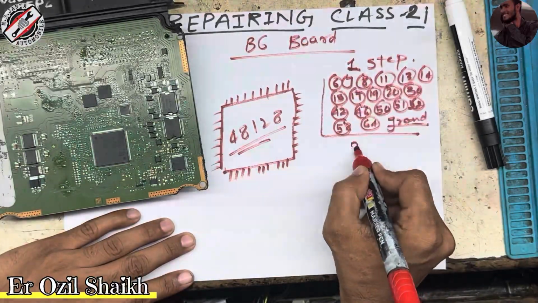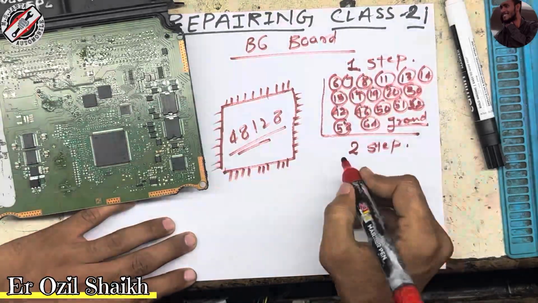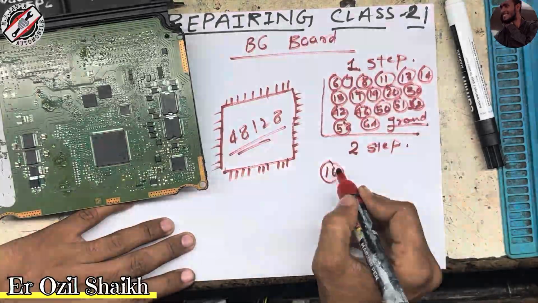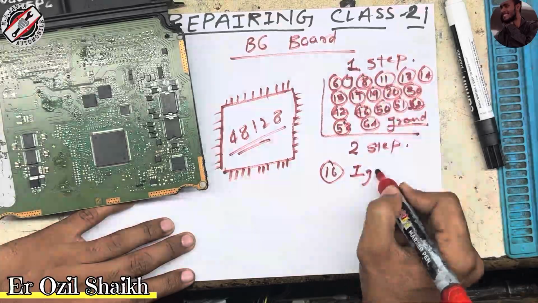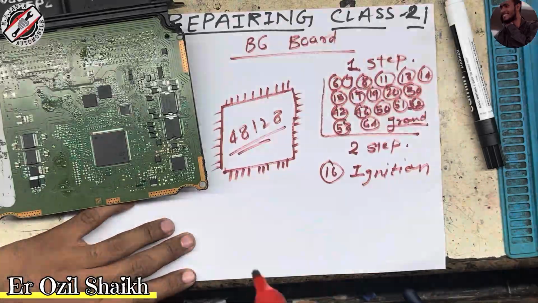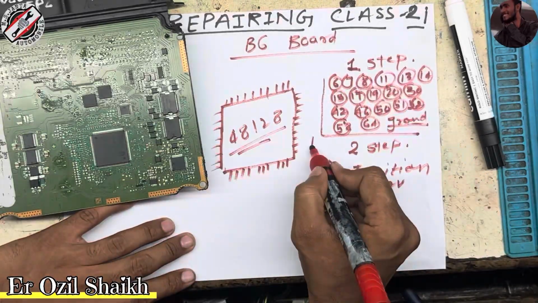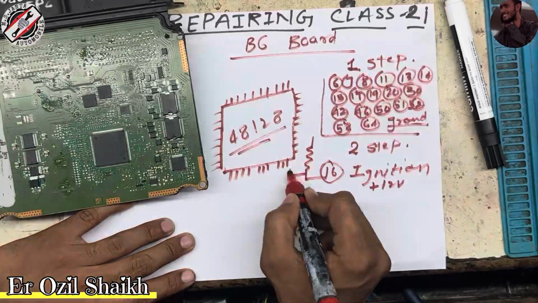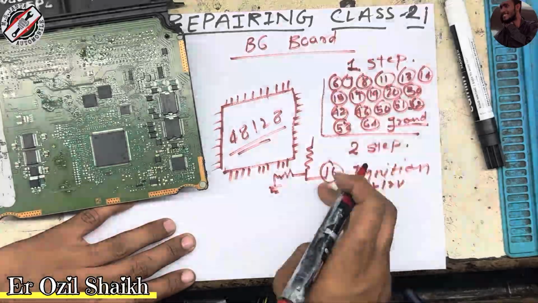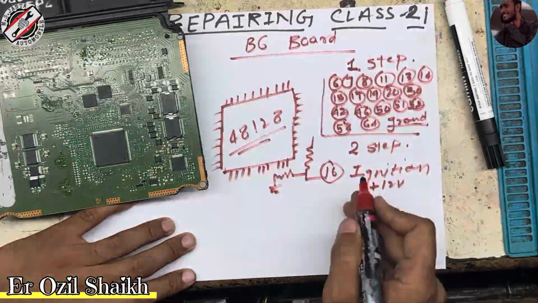And what is the second step? In the second step, I always check the ignition voltage. This IC pin number 16 is the ignition. Ignition means when you turn the key on, that's called the ignition. Ignition is 12 volt, and the circuit is like that: one resistance is pulled down and one across the resistance, and it goes directly to the IC. Okay, so this is the second step.